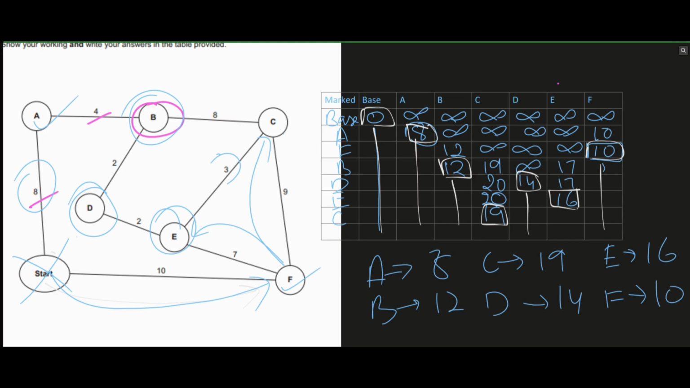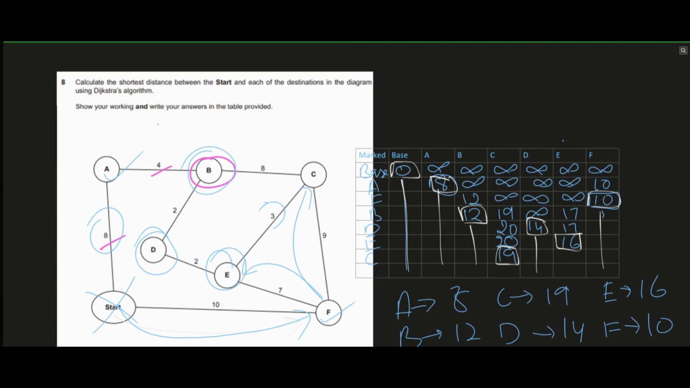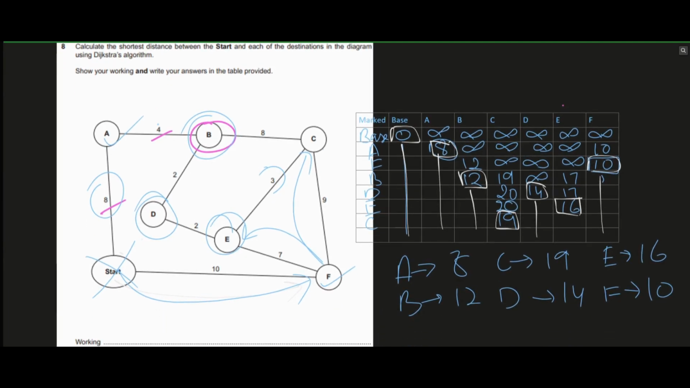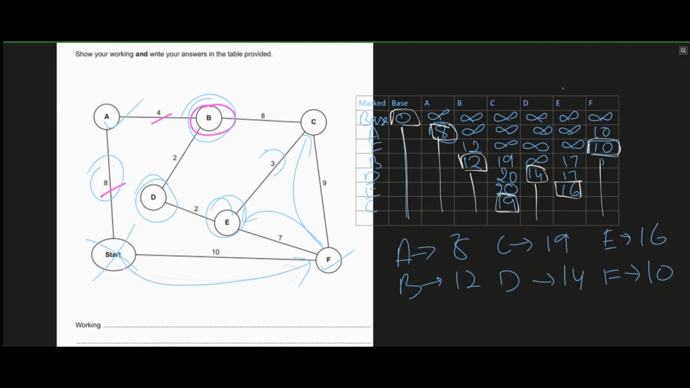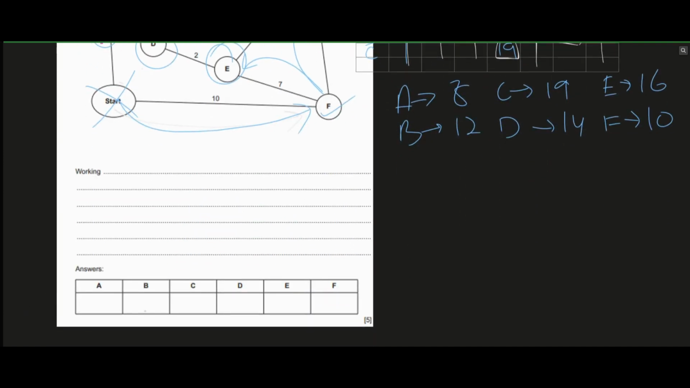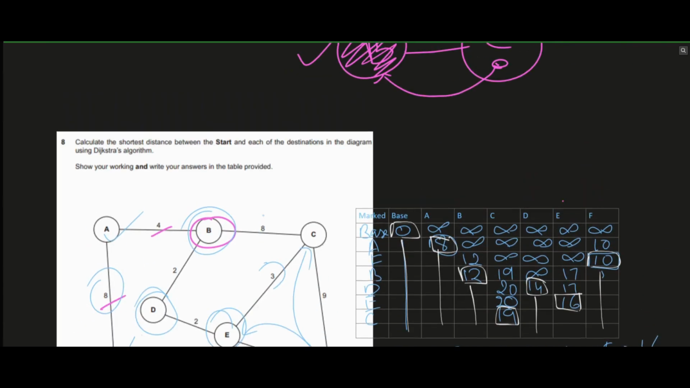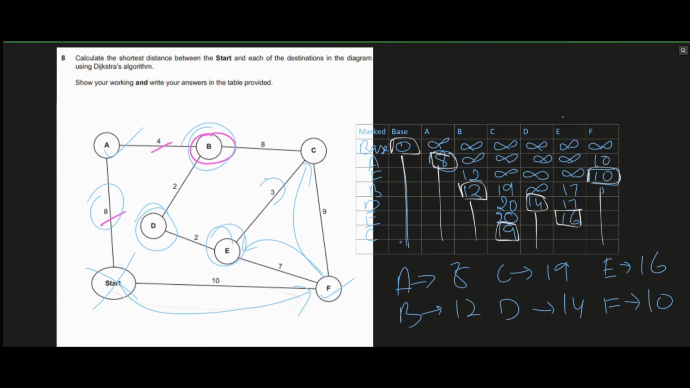It's a little bit confusing for Dijkstra's algorithm, but once you practice it again and again, it gets better. This working you need to show by drawing this table. Just remember that.